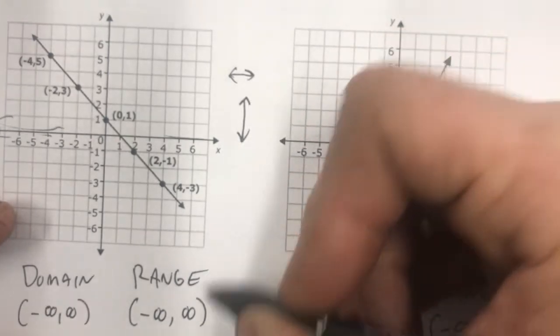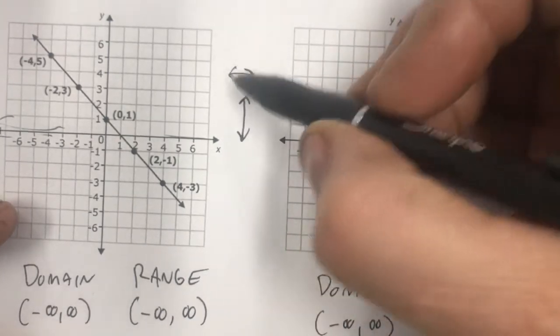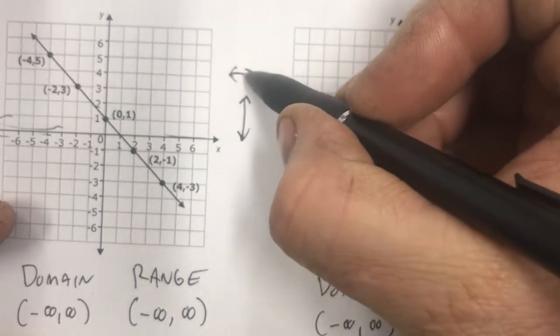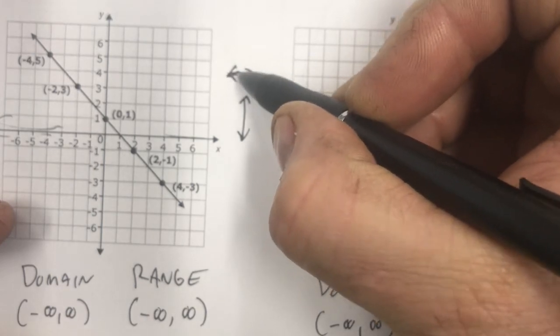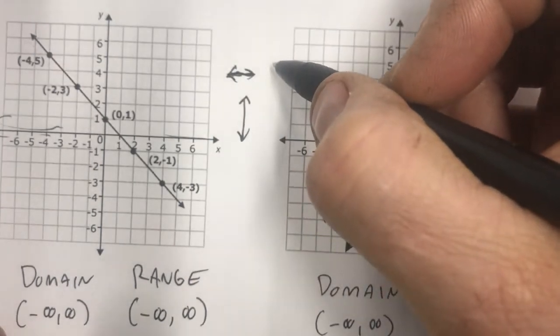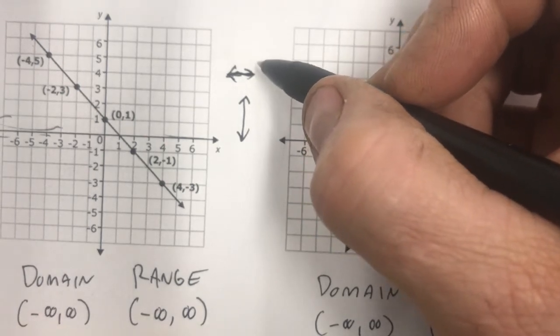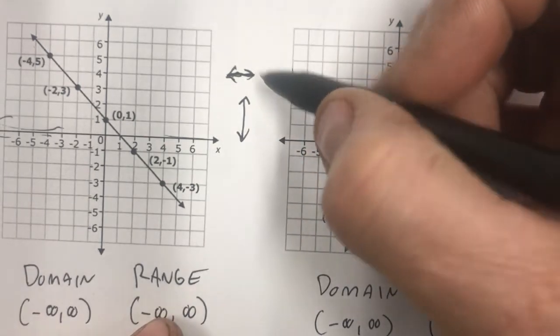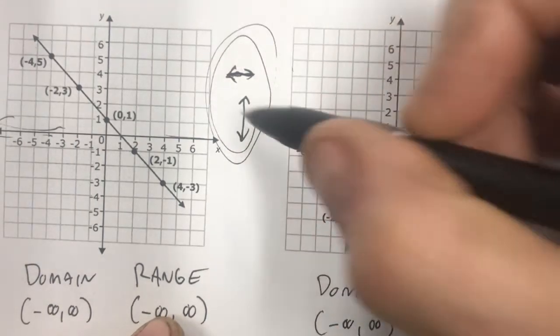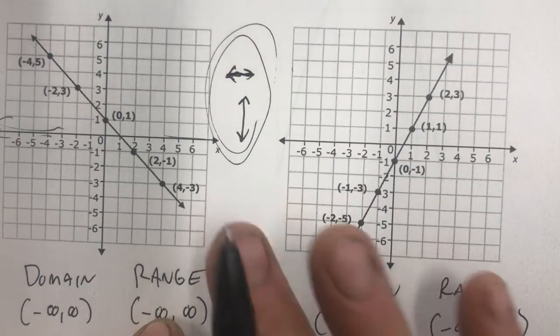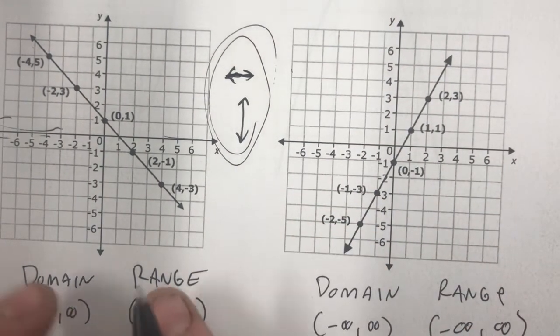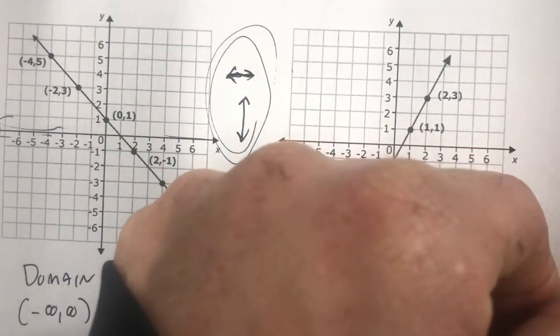Okay, the range would go negative infinity to positive infinity. Now, if you have a line that's horizontal like this, it goes to the left and right forever, so the domain would be negative infinity to positive infinity, but it has no up and down, which means it would have just one value for range. So in these two cases right here, that's the only time your linear equation will not have this domain and range. Okay? Now let's look at the next one.